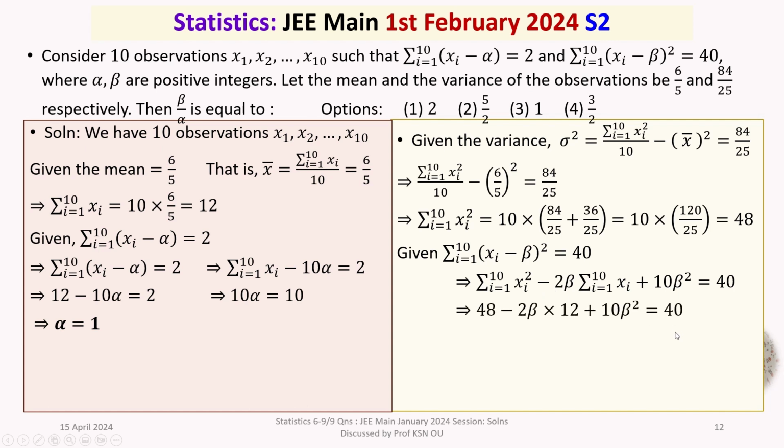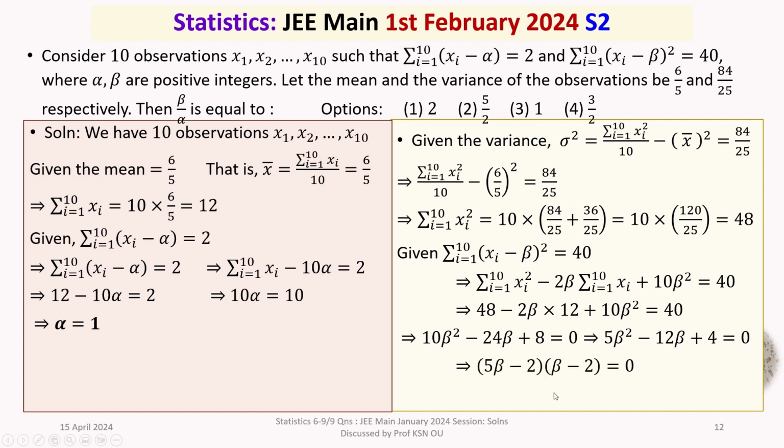and simplify, we will get a quadratic in beta. 5 beta square minus 12 beta plus 4 is equal to 0. We factorize: 5 beta minus 2 multiplied by beta minus 2 is equal to 0. We take beta is equal to 2 because beta happens to be a positive integer. Therefore, beta is equal to 2. We reject beta is equal to 2 by 5 because it is not a positive integer. So beta is equal to 2.